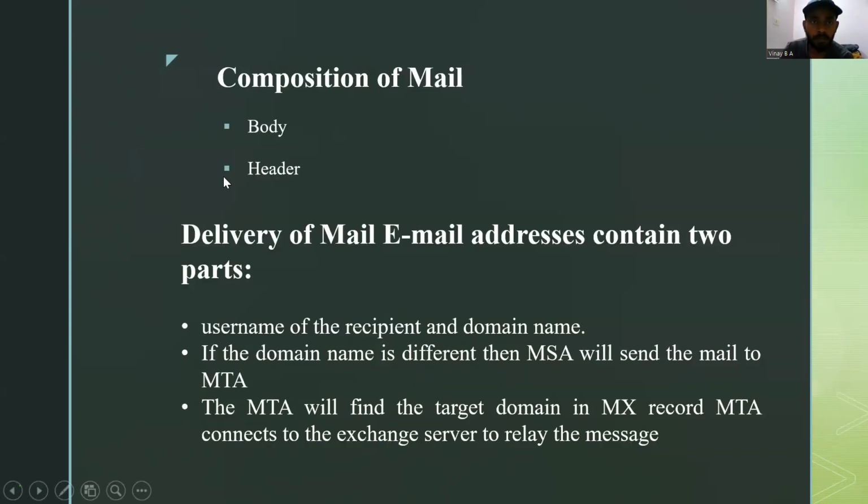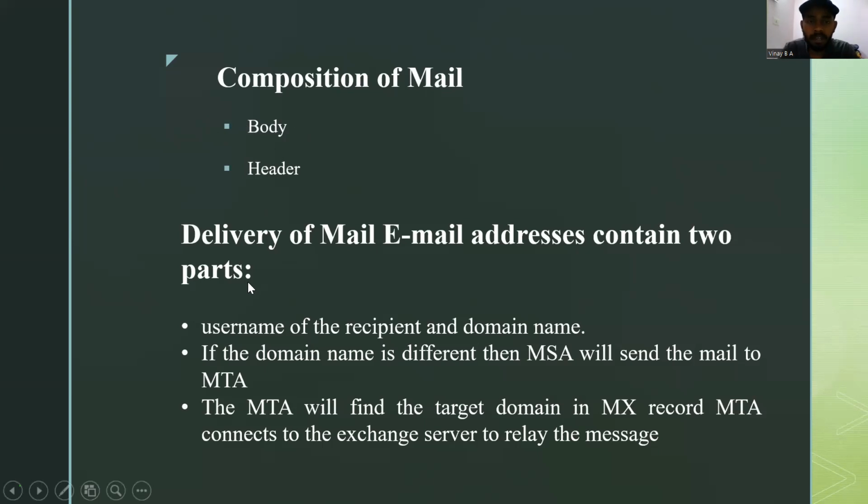Then the composition of mail. The composition of mail is the body and the header. We have already seen that when we want to send a mail, there are two structures, the body and the header. The body contains all the information, and the header contains the message information.